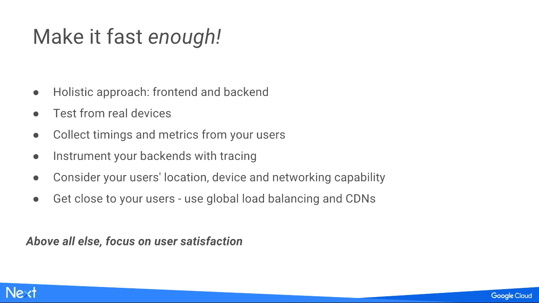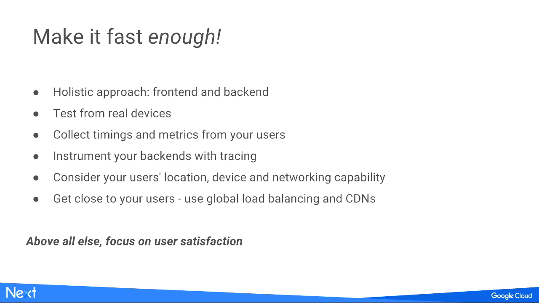Take a completely holistic approach. You might have front-end and back-end teams. Make sure they're working together to reduce the apparent latency for your users. Measure actual latency from your users' devices, and test from real devices. You can use things like Charles proxy to introduce packet loss, latency, and low bandwidth. There are also ways on the Android and iOS simulators to do this. Collect timings and metrics from your actual users and instrument your backends with tracing so you can figure out exactly what's going on. Consider your user's location, device, and networking capability.